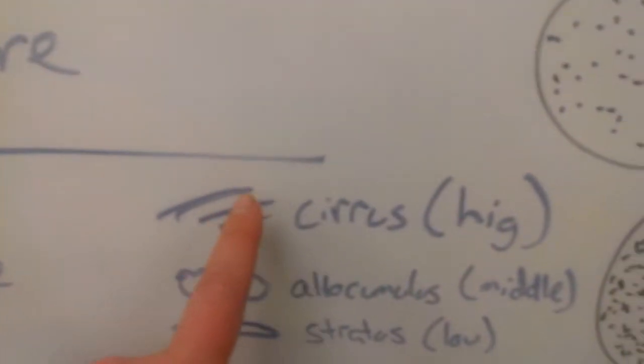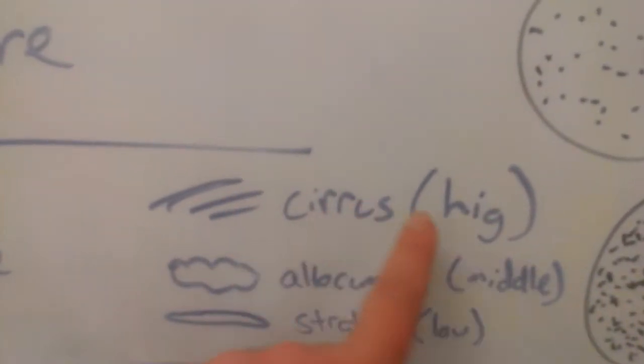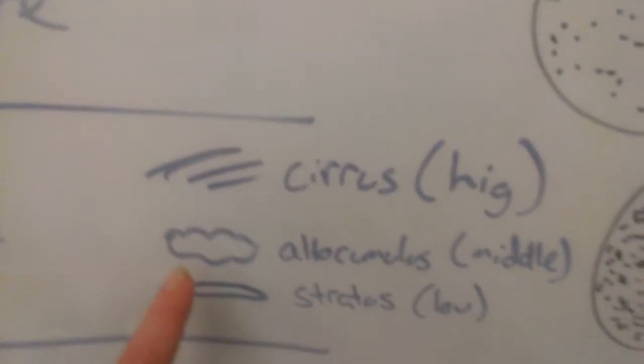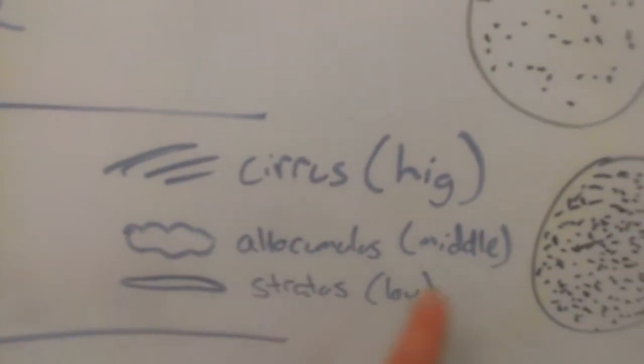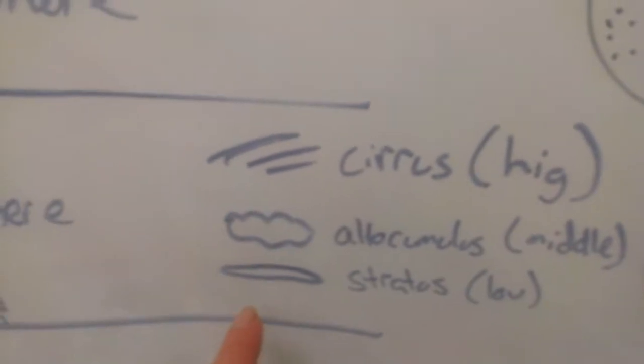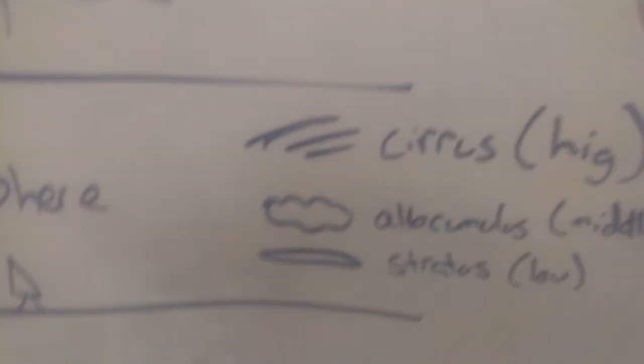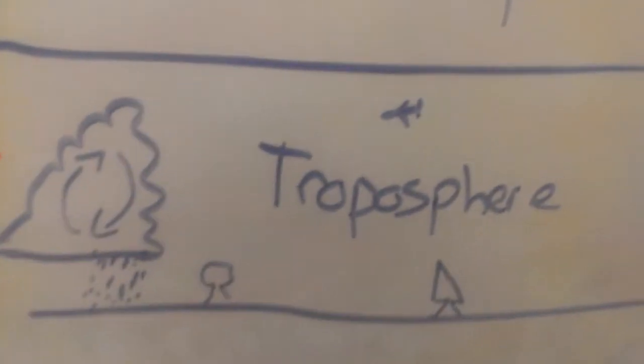And then you also have your clouds. You have your cirrus, which are your high level clouds that are wispy, altocumulus, so your puffy mid-level clouds, and then your stratus or low level clouds. So that's all in the troposphere where we live.